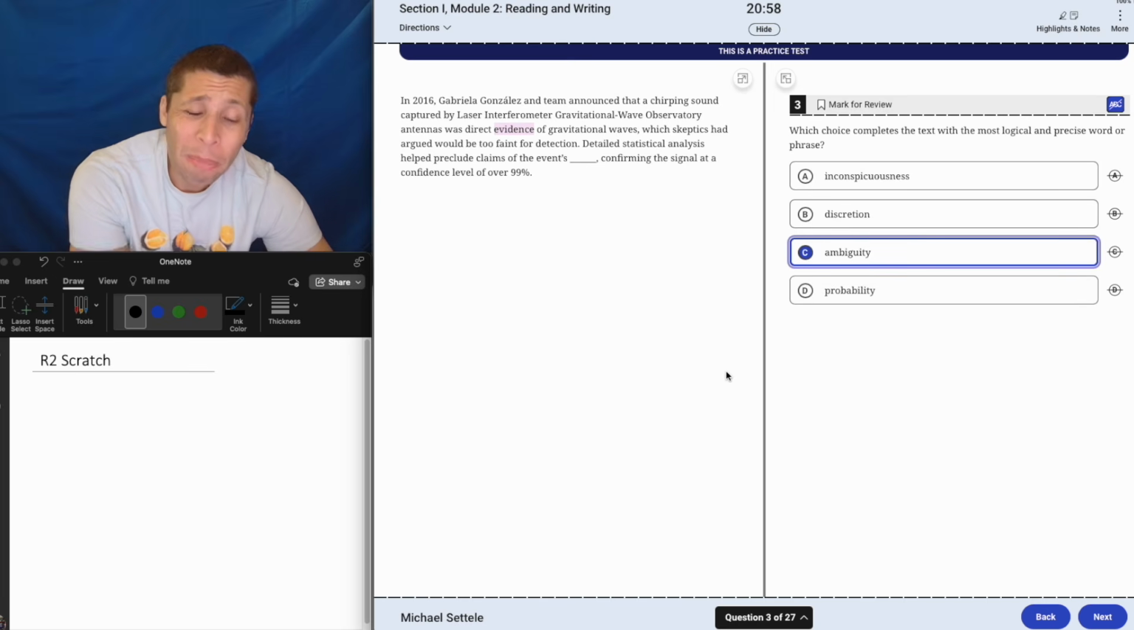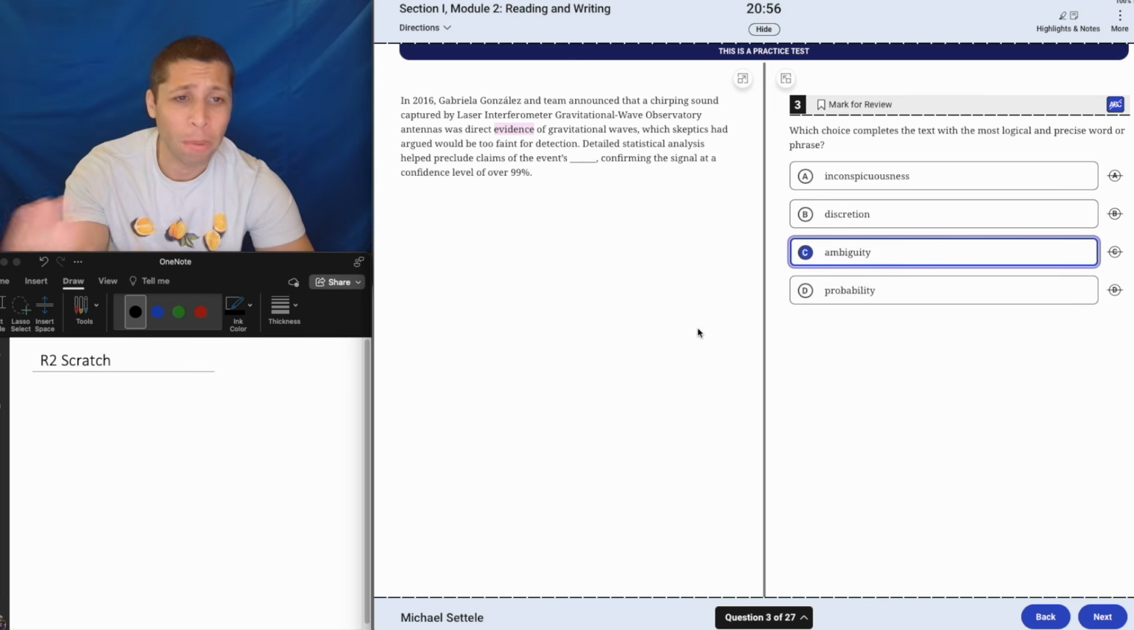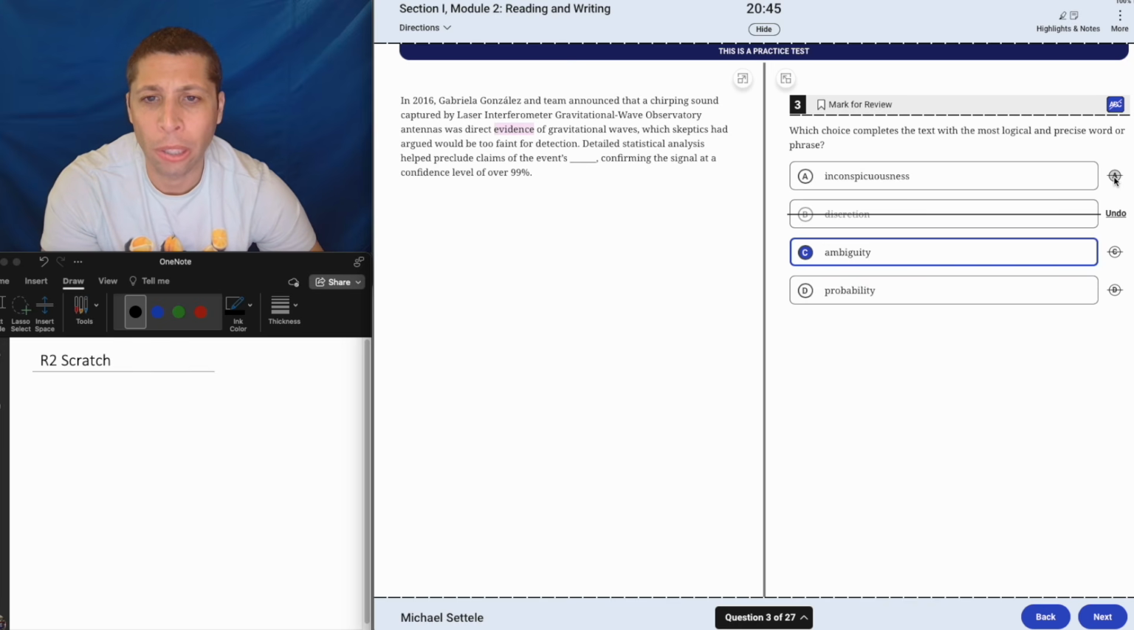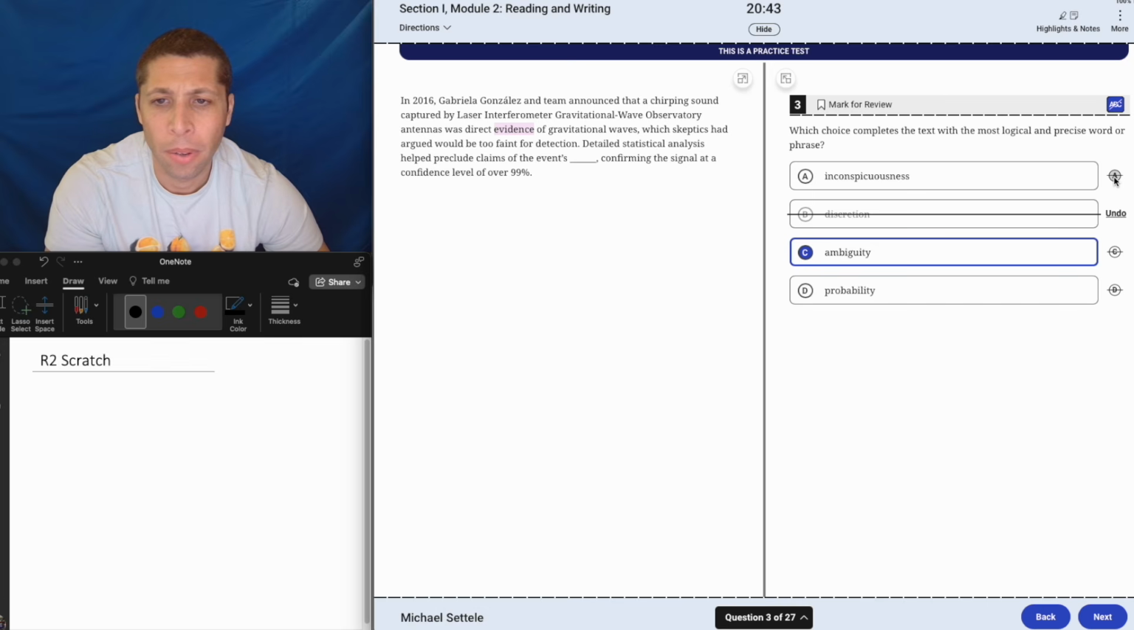I mean, ambiguity means uncertainty. So if it's confirmed, it's not uncertain. Discretion, you show discretion by not saying something you're not supposed to say, right? So that has nothing to do with that. If something is inconspicuous, it's hidden, right? So details preclude claims of the event's inconspicuousness. So it's not obvious.